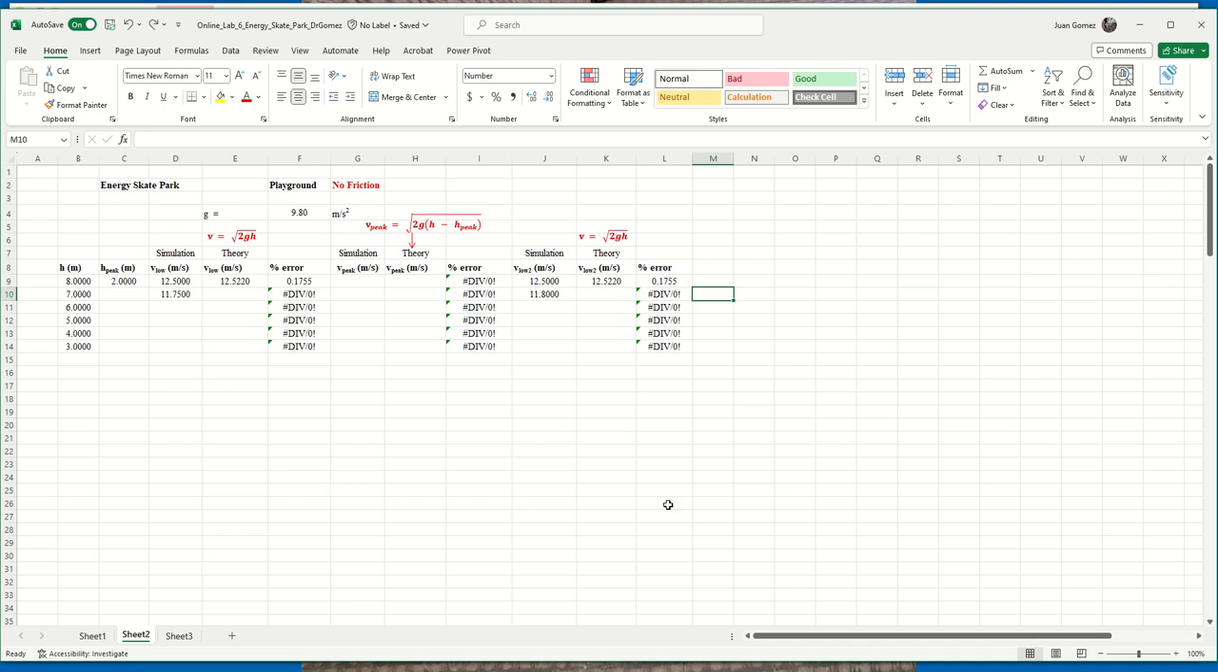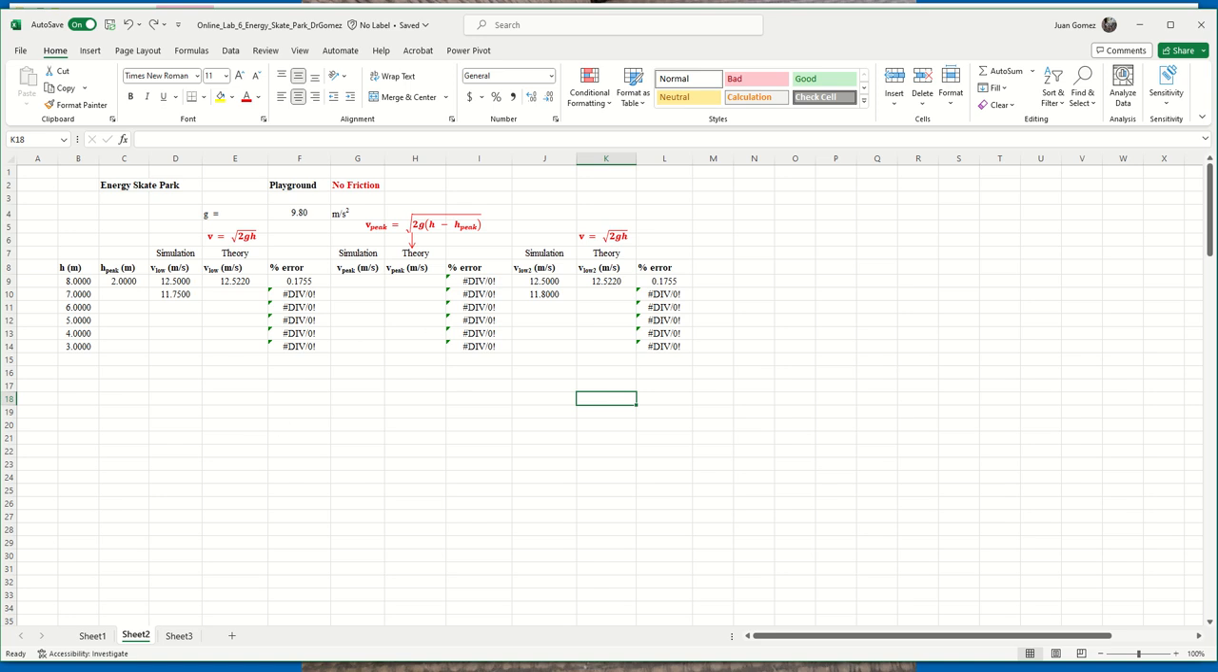Greetings everybody. This video will hopefully explain how to do these columns in the simulation where we're talking about the speed at the peak. What we're doing is you're going to get the speed at the peak from the simulation, calculate the speed at the peak based on the theory. That's the formula given right there. And then Excel will automatically update the percent error for you.